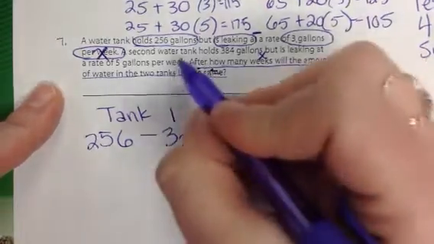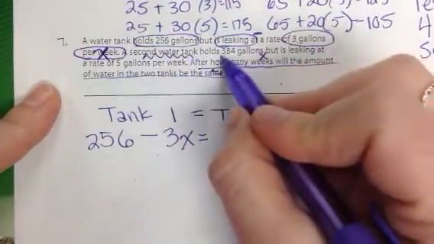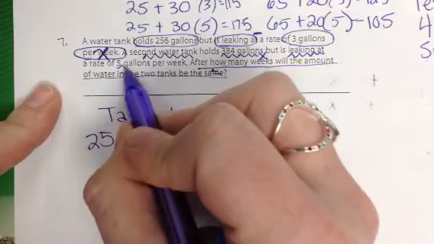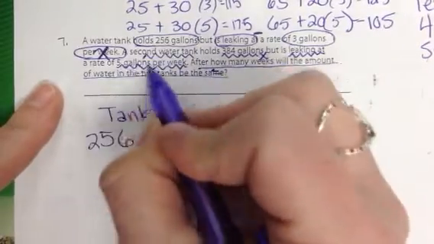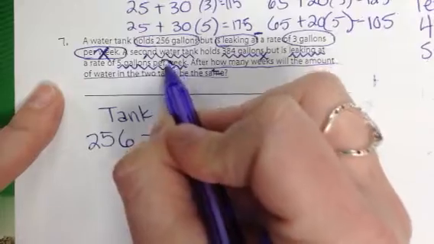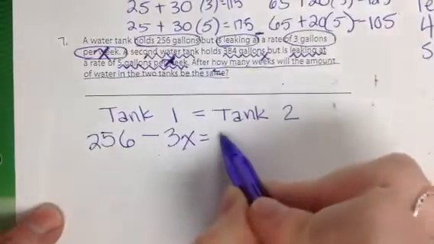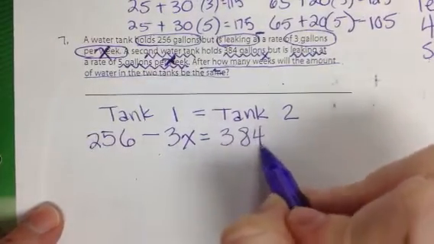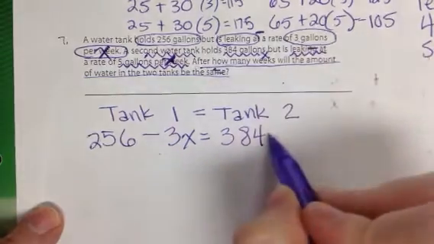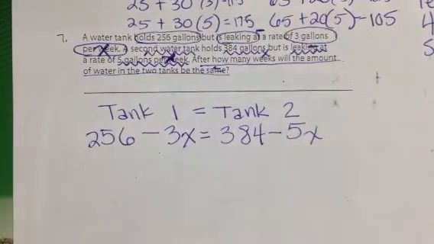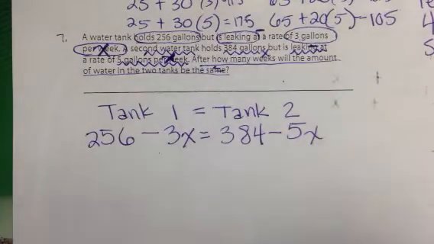On the other side, the second water tank holds 384 gallons, but is also leaking at a rate of 5 gallons per week. Where they said per week, there's my variable, so my 5 goes with my variable. Started with 384, leaking, it's losing, we're taking away from it 5 per week. Okay, so check to see if that matched the equation you wrote on your own. If it doesn't match, you want to write this on your paper so it's right.